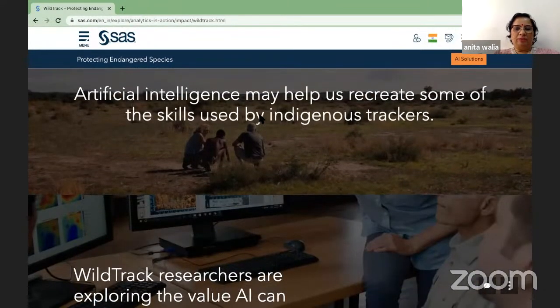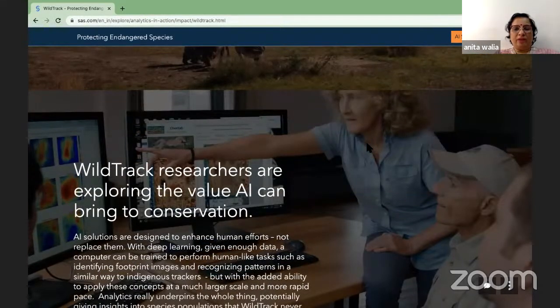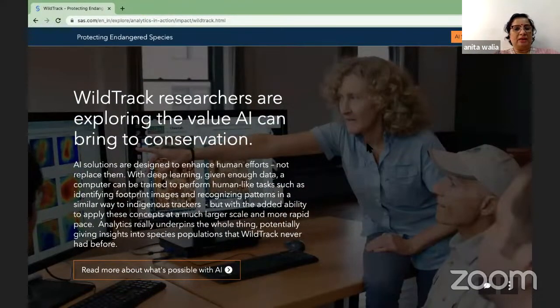Artificial intelligence may help us recreate some of the skill which is used by these indigenous trackers, who with their experience can go to an extent and identify not only the animal type, but their sex and the number of animals of that particular species in that area. So the WildTrack researchers also wanted to imitate the same kind of expertise which this indigenous tracker had, to identify from the footprint what kind of animal it is, what kind of gender it is, and how many of these animals are left in a particular area.